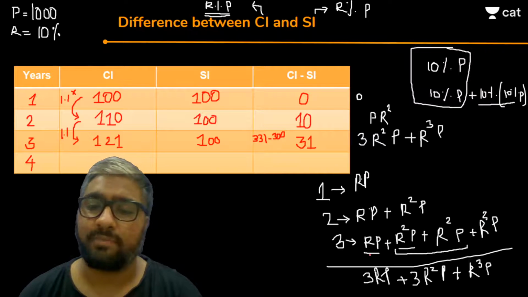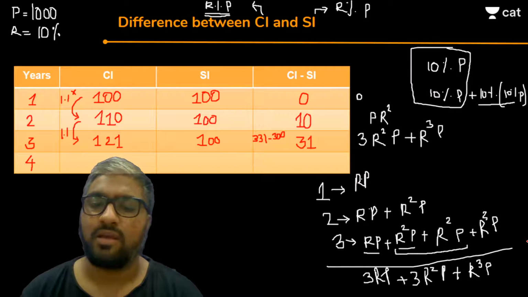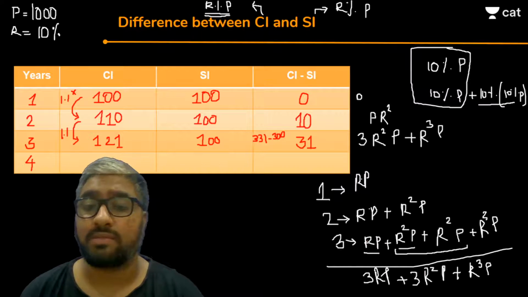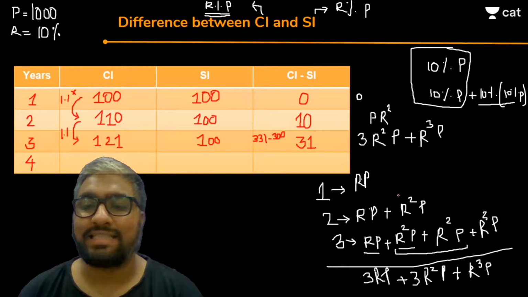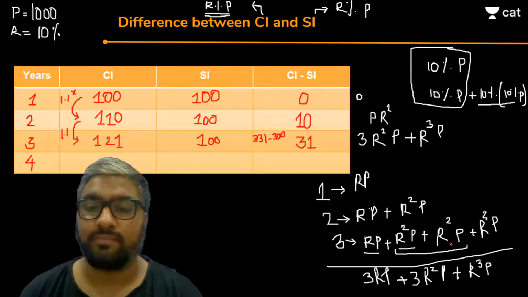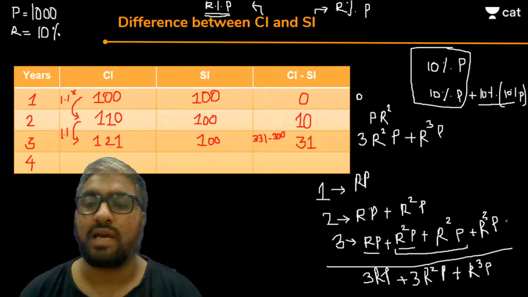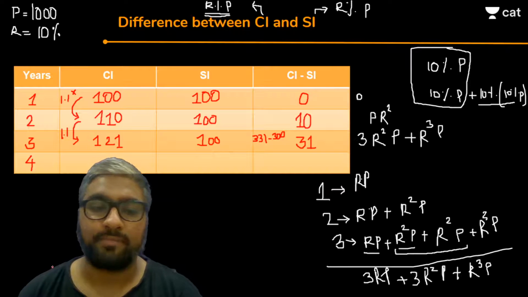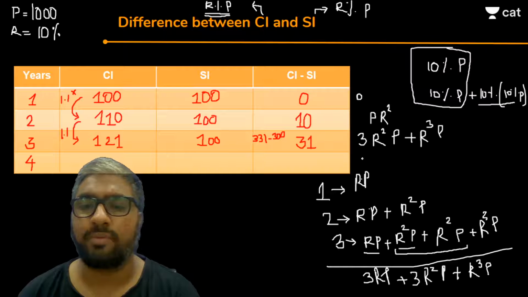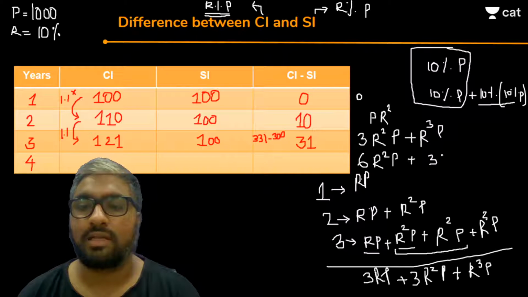On that, R percentage will be applied again, on everything. So what would we have? We would have 4 times R percentage of P. We would have 6 times total R square percentage of P, plus what would we have? We would have R power 4. We subtract. If we get the difference, what would we have? 6 times R square P plus 4 times R cube.